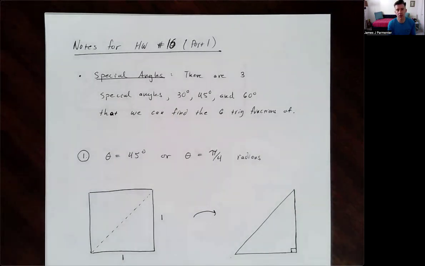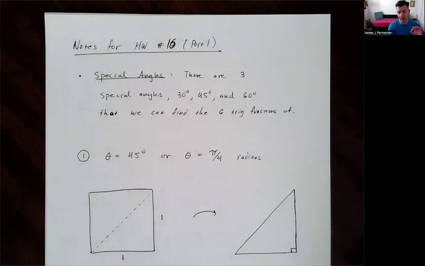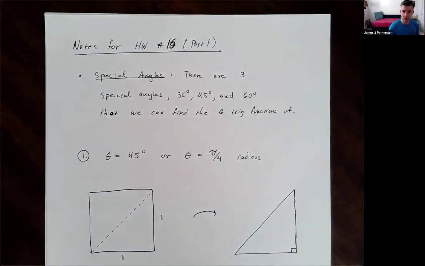Hey everybody, here are the notes for homework number 16, part 1, the trigonometry part of it, special angles and a couple other things. So there are three special angles, 30 degrees, 45 degrees, and 60 degrees. And we can find all six trigonometric functions of these angles, and they have very specific values. So we don't want to use decimal approximations or a calculator. We're just going to do these the old-fashioned way.